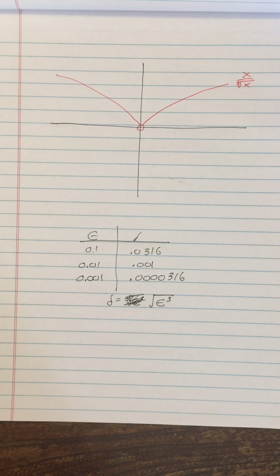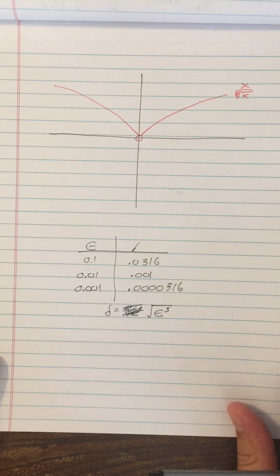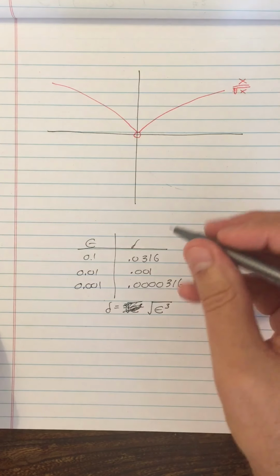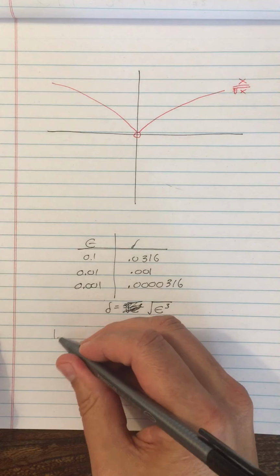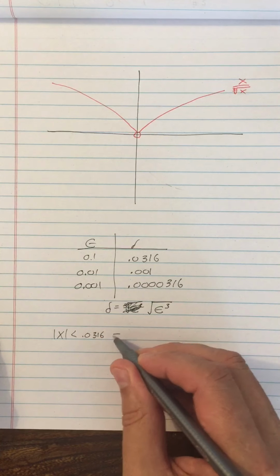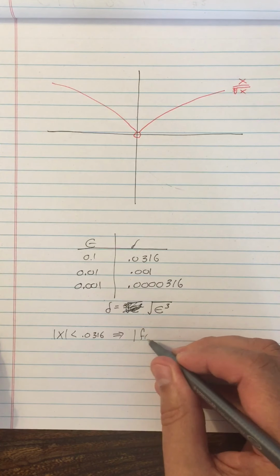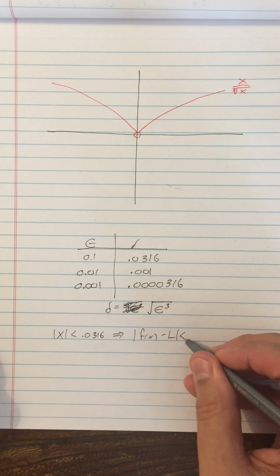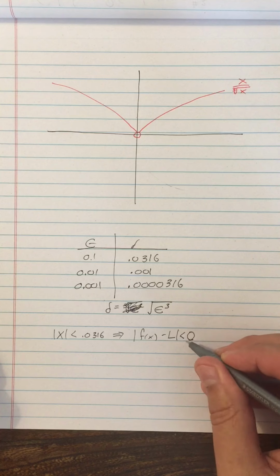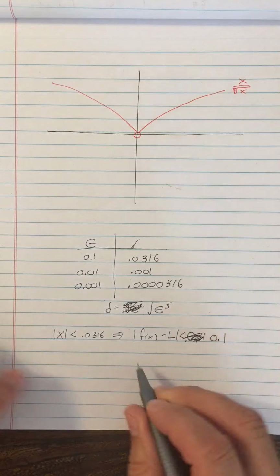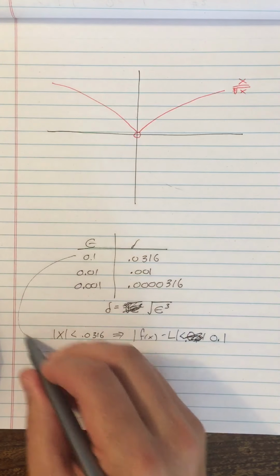Okay, now the next thing I want to show you about this relationship is, where is all this stuff on the graph? All right, where is epsilon, where is delta? So when we say, as we did in the previous page, that if the absolute value of x is less than 0.0316, then the absolute value of f of x minus 0 is less than 0.1. So that's the statement using our first epsilon.